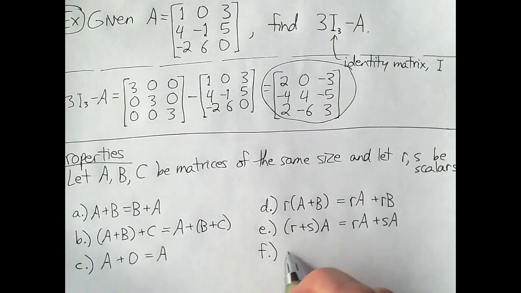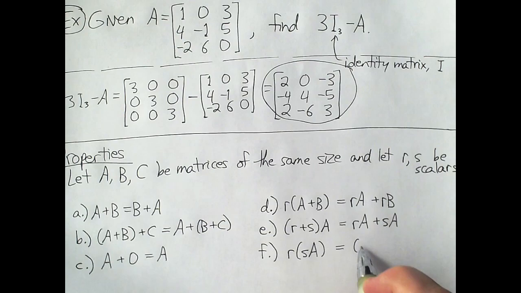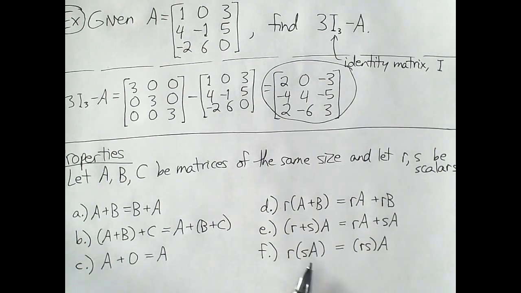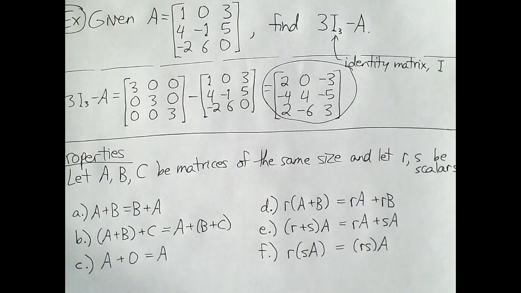And part F says scalar R times parentheses SA is the same as parentheses RS times A. So you can do the part in parentheses first on the left-hand side, SA, and then multiply it by R. Or you could just multiply the two scalars times each other, which is probably going to be considered simpler.